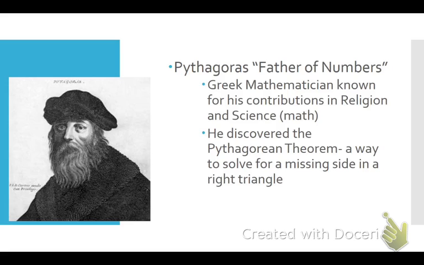He actually didn't make up the theorem. They had used this for years and years and years. He kind of organized it and made it what it is today. So, the Pythagorean Theorem, it's a way to solve for a missing side in a right triangle. There is a book definition somewhere on your page. This is what I'm looking for.